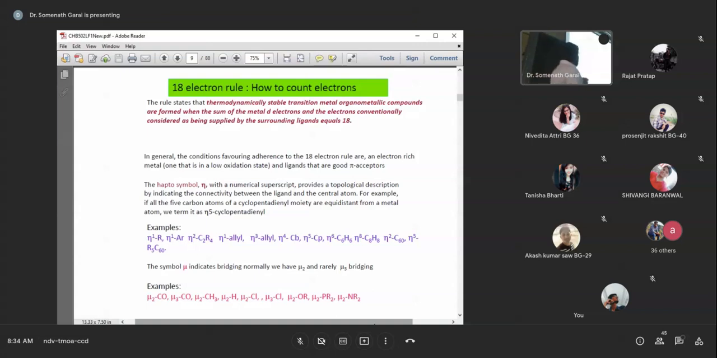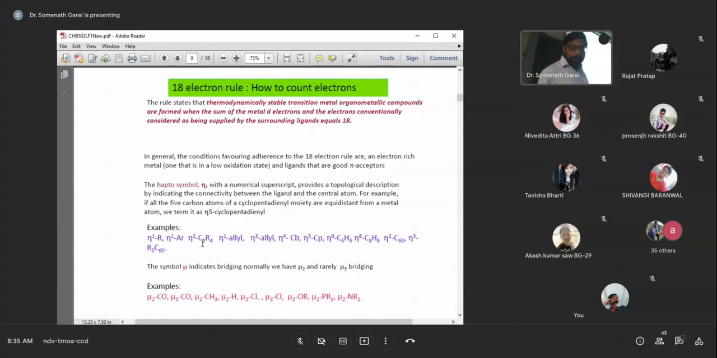Because of that, there are particular symbols given for denoting how a ligand is bound. For example, the hepto symbol. You see, here is the hepto symbol. It is a numeric superscript, with some numbers, which provides a topological description by indicating the connectivity between the ligand and the metal, the central atom.